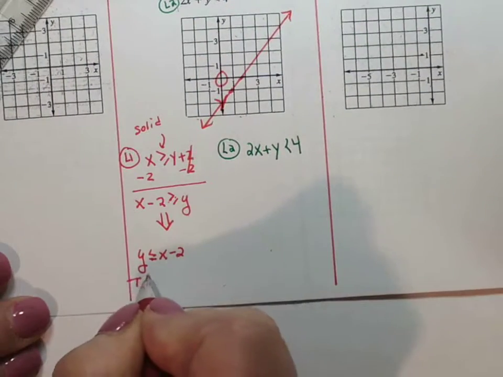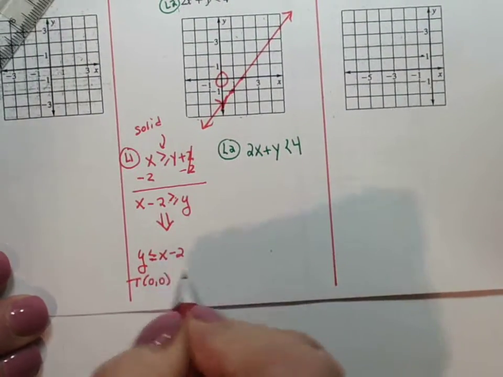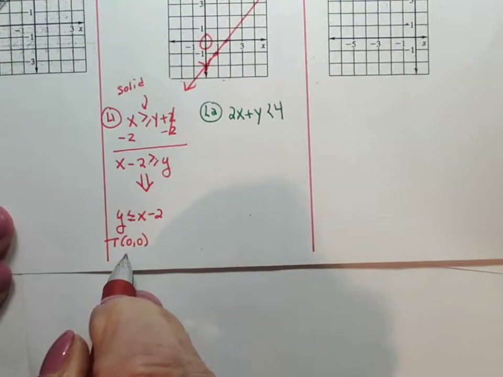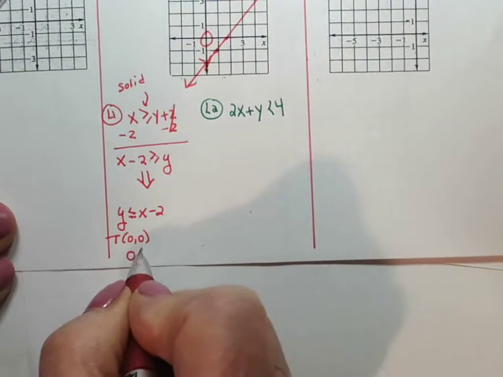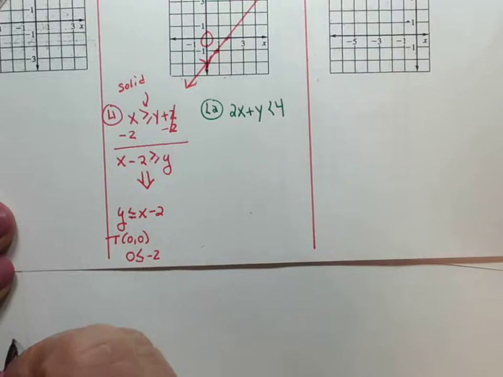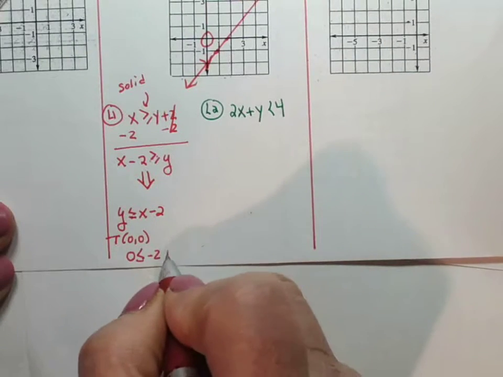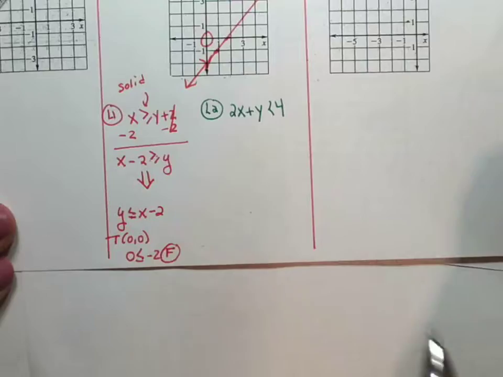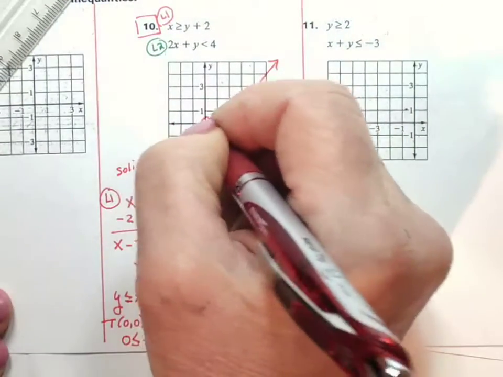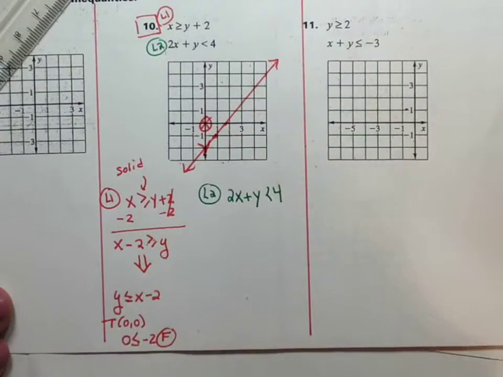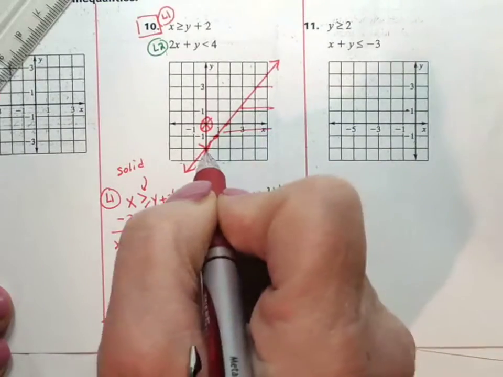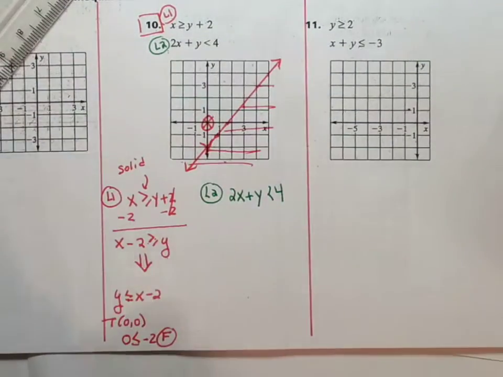And then we're going to test. I want to see what point you pick for testing. Test 0, 0. 0 is less than or equal to -2. That is false. So this is not a solution for the first line. So I shade the opposite side.